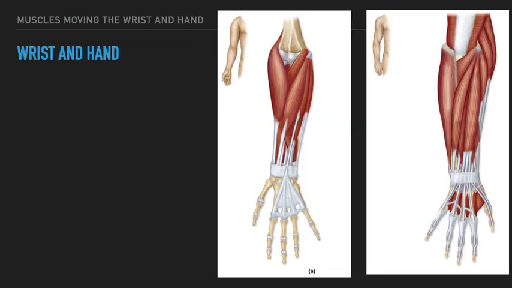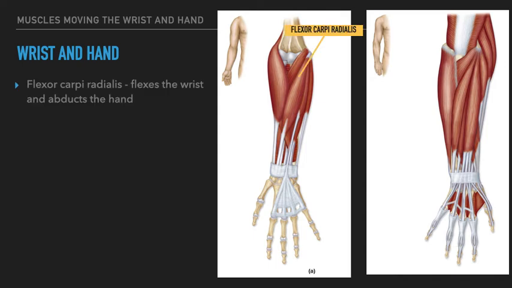All right, so the muscles that move the wrist and hand, we're going to talk about those next. So these are going to mostly originate on the humerus and insert onto different parts of the hand. And these muscles make up the bulk of your forearm.